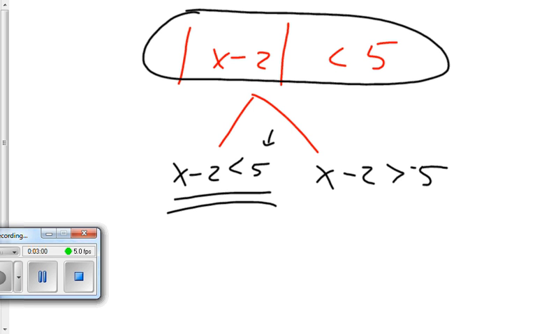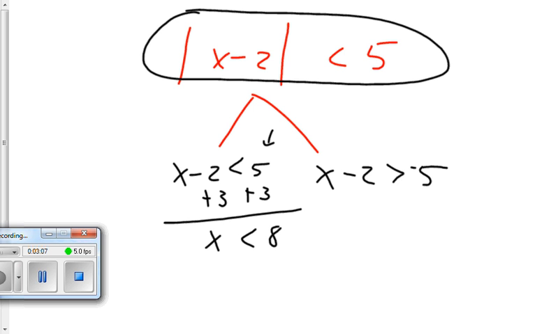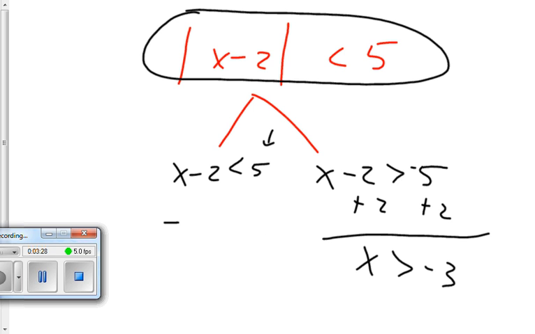Okay, now I'm going to solve from here. I'm going to add 3 to both sides. x is less than 8. And on this side, plus 2, and I have x is greater than -3. Did I do something wrong? Oh! Left side. Added, okay, thank you. Weird. All right, x is less than 7.